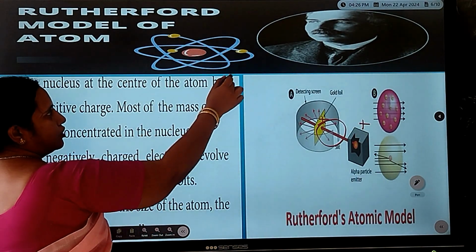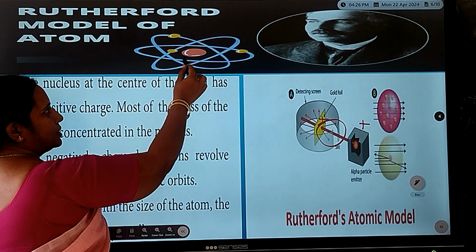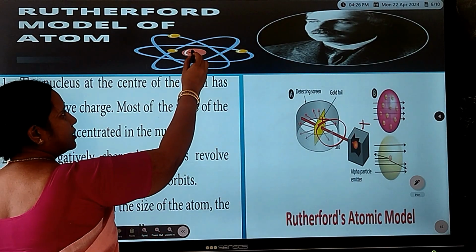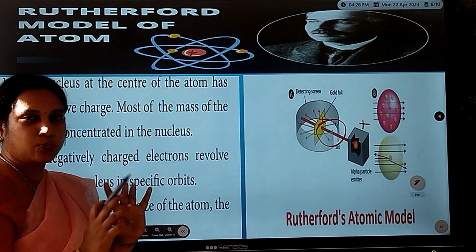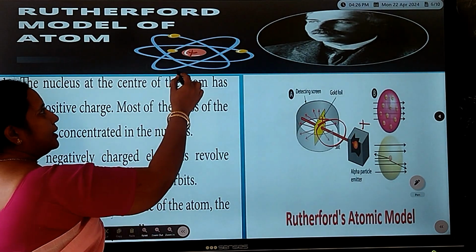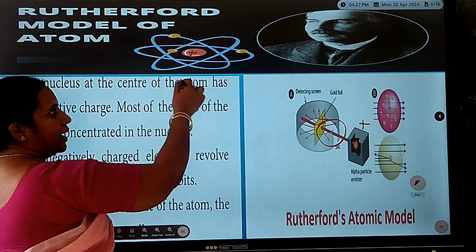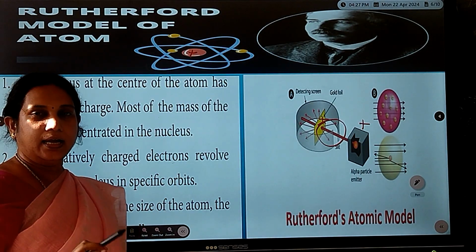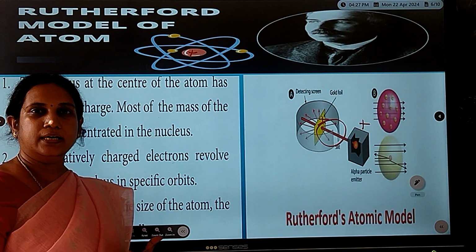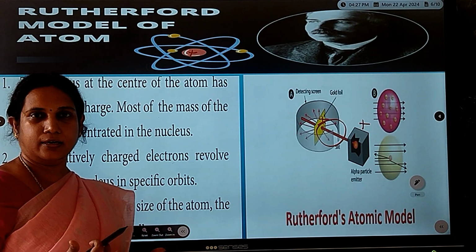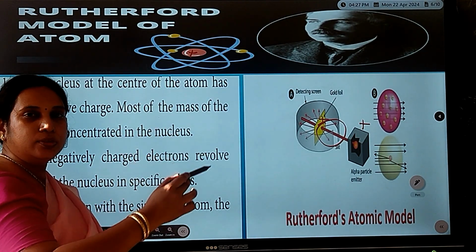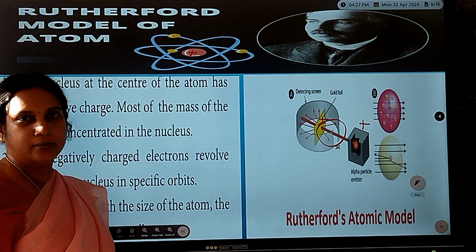See, children, this is the structure of the atom. In the middle of the atom, it has a nucleus which is positively charged. According to Rutherford, the nucleus has only one charge, positive charge, and it has electrons revolving around the nucleus in specific orbits. Like the solar system, in which the 8 planets revolve around the sun in a particular elliptical orbit. Yes, children? In the same way, the electrons are revolving around the nucleus in a particular orbit.